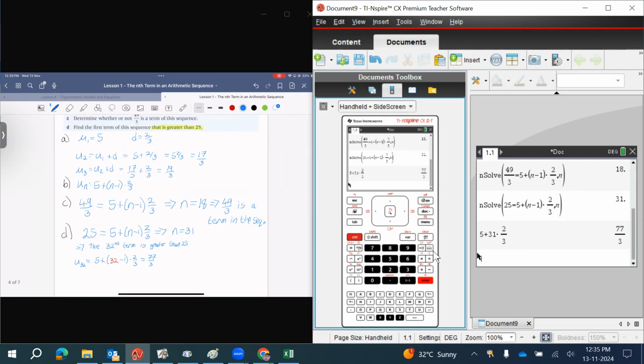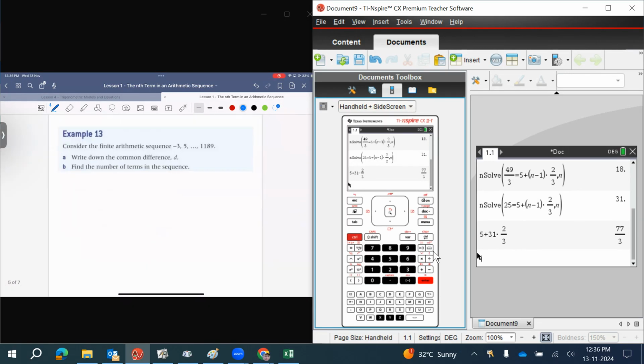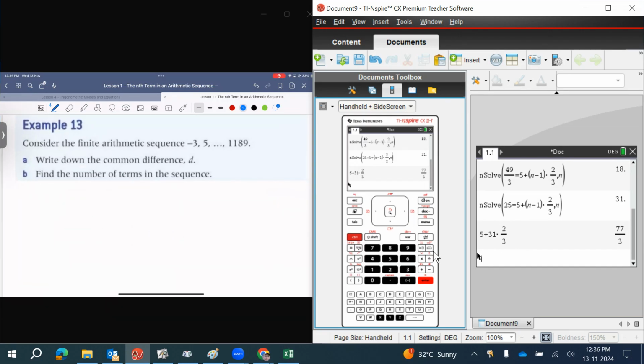Any questions on this? I'd like you to have a go at this one for yourself now. Take 5 minutes to have a go at working through this one.